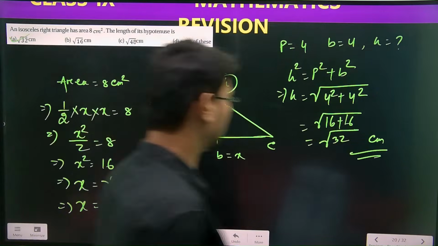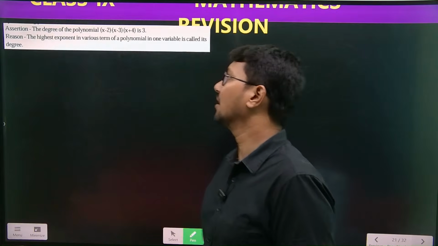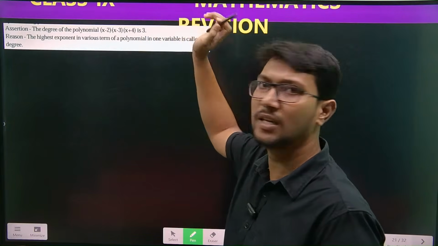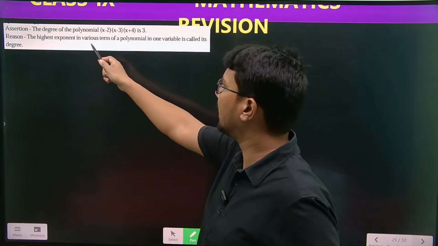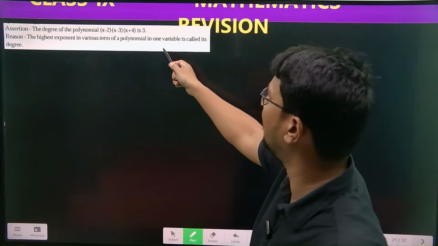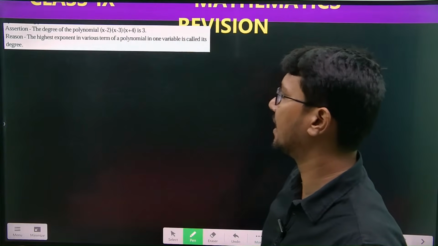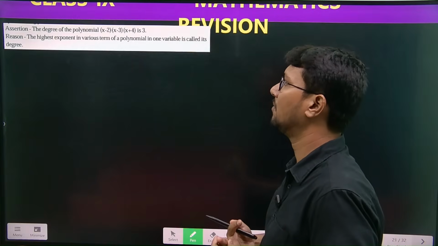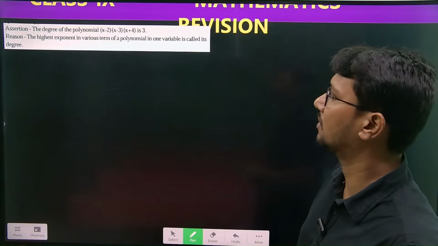Children, check here. It is an assertion reason question. Assertion: the degree of this polynomial is 3. Is that true or false? Reason: the highest exponent in any term of a polynomial in one variable is called its degree.